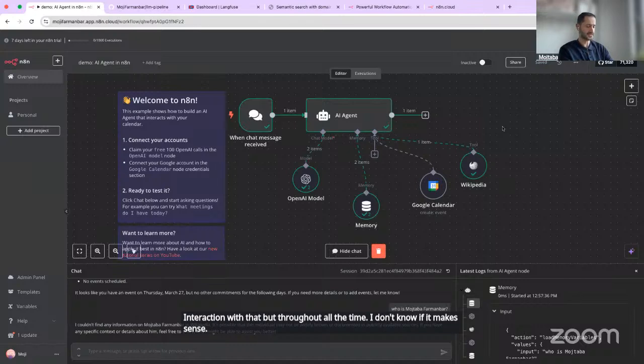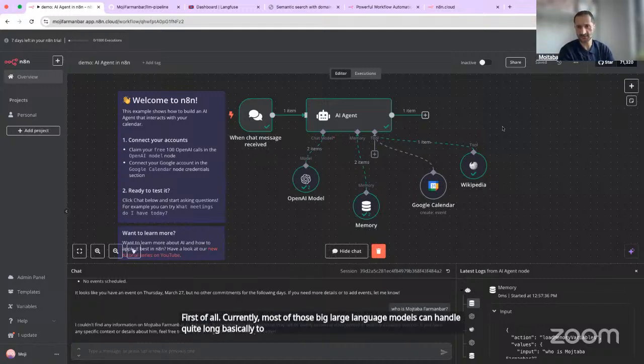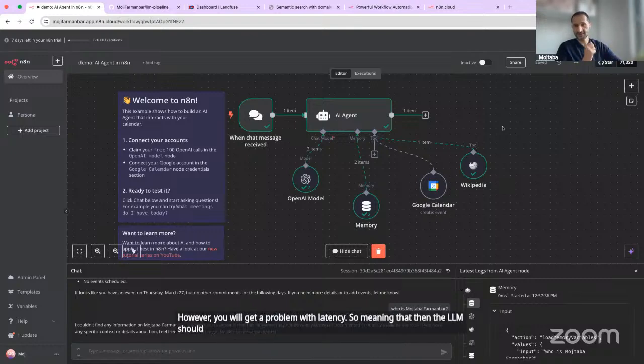No, it makes sense. It's a fair point. But we have different points here. First of all, currently most of those large language models can handle quite long token sequences. Essentially it's not a big problem in the sense of having a problem with the context window. However, you will get a problem with latency, meaning that the LLM has to go through quite a lengthy conversation, and it will be a problem to answer.